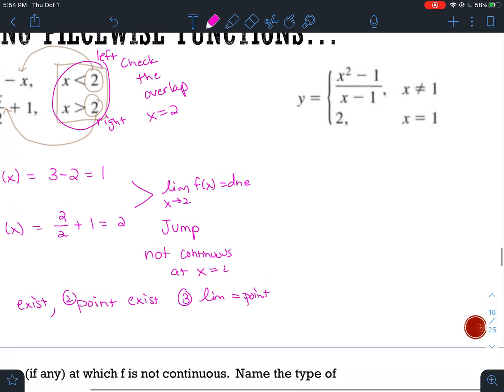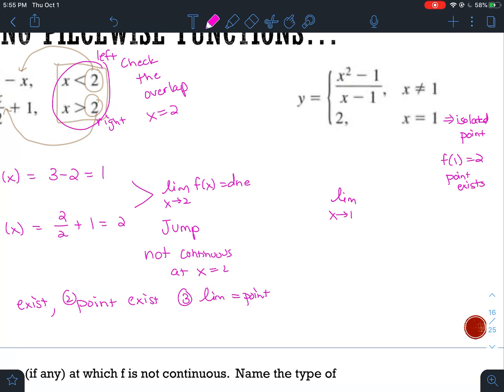All right, let's look at the next one. So for a rational piecewise function, remember if we want to talk about the limit of a rational, that bottom one is the isolated point. So the point exists, f at 1 exists, and it's 2, so the point exists, so that's good. The limit also has to exist, so we're going to take the limit as x goes to 1 of x squared minus 1 over x minus 1, and if we factor and cancel that, we get x plus 1, x minus 1 over x minus 1. The x minus 1's cancel, and if I plug 1 back in, I get 2. So notice the limit as x approaches 1 is also 2. So the limit exists.